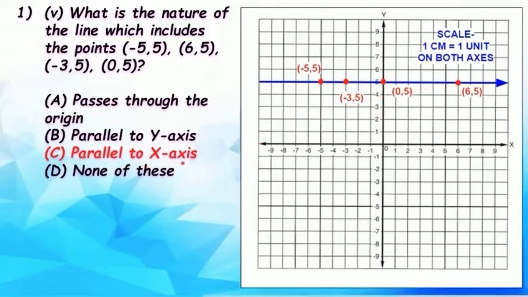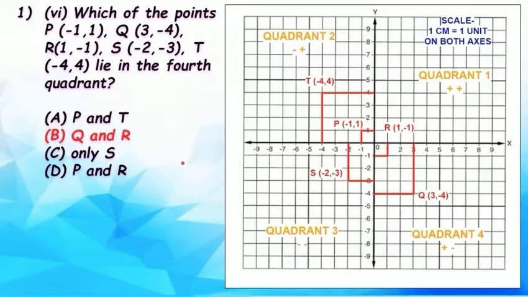Therefore the nature of this line which passes through all these 4 points is option C, that is parallel to x-axis. The next question says, which of the points P -1, 1, Q 3, -4, R 1, -1, S -2, -3, T -4, 4 lie in the fourth quadrant? Now in order to find out which points out of these given points lie in the fourth quadrant only, we'll have to plot all these points on the graph.